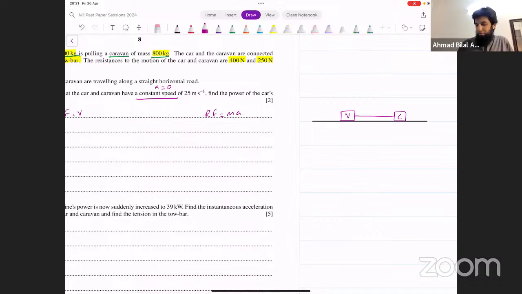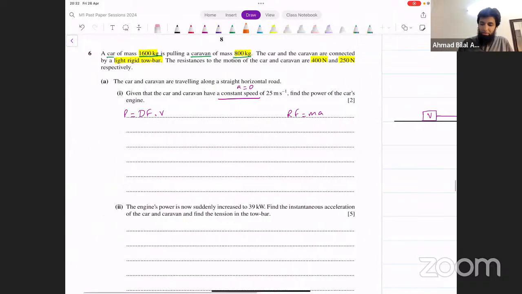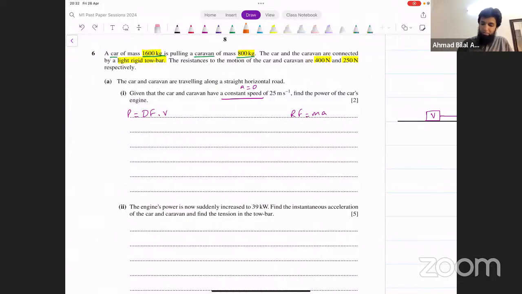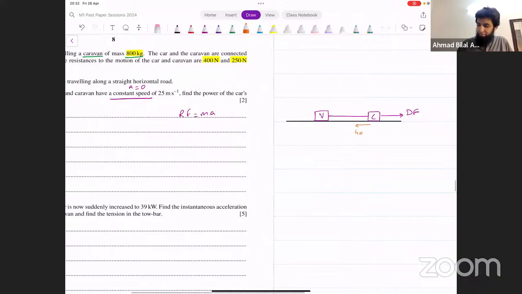What are the forces acting? Car has a driving force, right? Because it's pulling that caravan. What other forces are acting along the surface? Along the surface, we would have resistance on the car. What's that? That's given to be 400 Newton. The resistance on the van is 250 Newton. What else? We've got tensions. On the car, the tension acts backwards. On the caravan, the tension acts forward. This is what we are given.